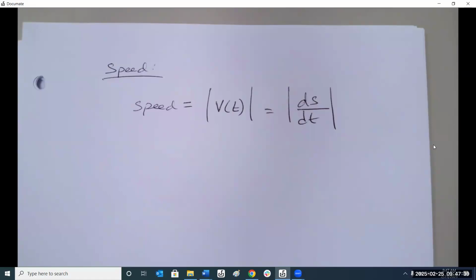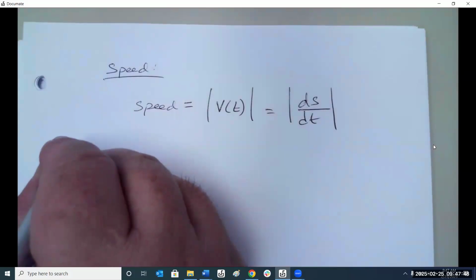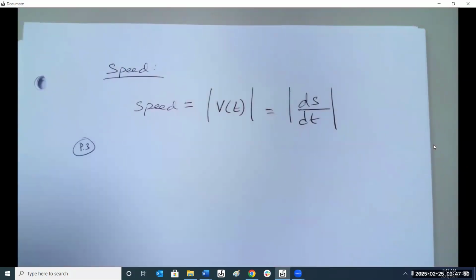And we'll pick up from here next time on Thursday. We should be able to finish chapter 3 by the end of next week because it's got 9 sections in it.